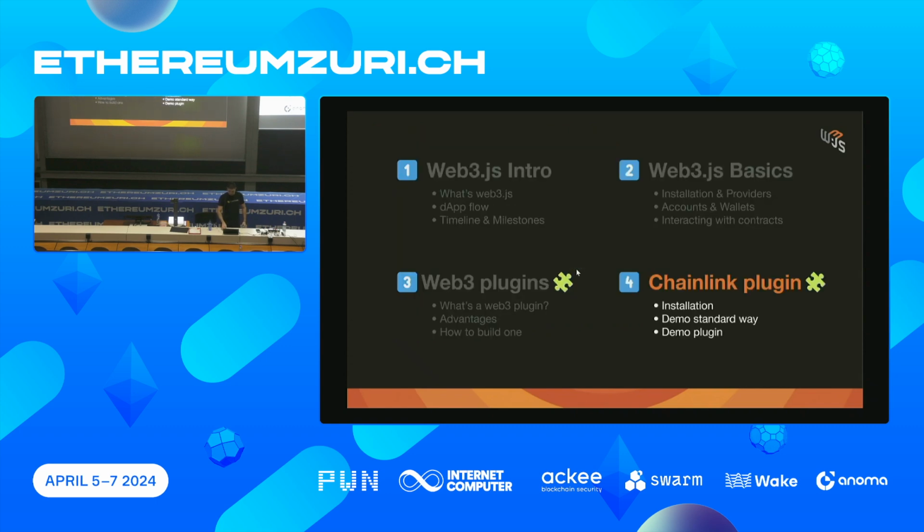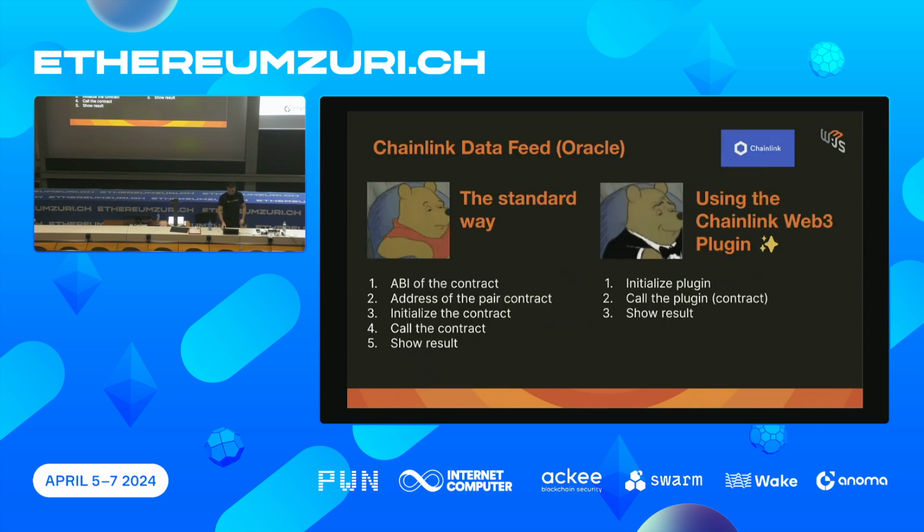And then for the Chainlink plugin, I'm just going to show you the same example of how it works. Who from here doesn't know what Chainlink data feeds are? Everyone knows Chainlink? Okay, perfect. Chainlink is basically a bunch of smart contracts on chain, and if you want to retrieve the price of Bitcoin, you call a smart contract. That's how everything works.